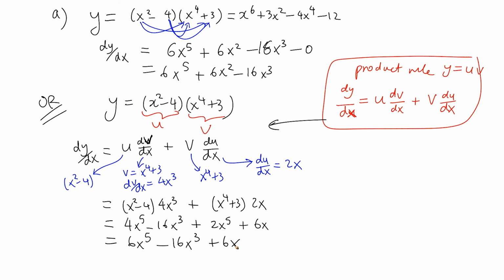Oh, and I noticed I made a mistake in the first example. I think you may have spotted that I made a mistake up here in differentiating this term. That should have been just 6x because you dropped the power 2 down. So that should not be there. So with that adjustment, the two answers more or less coincide.